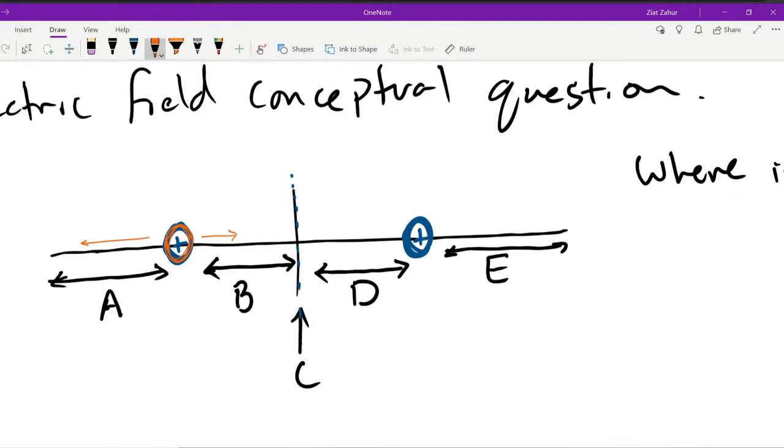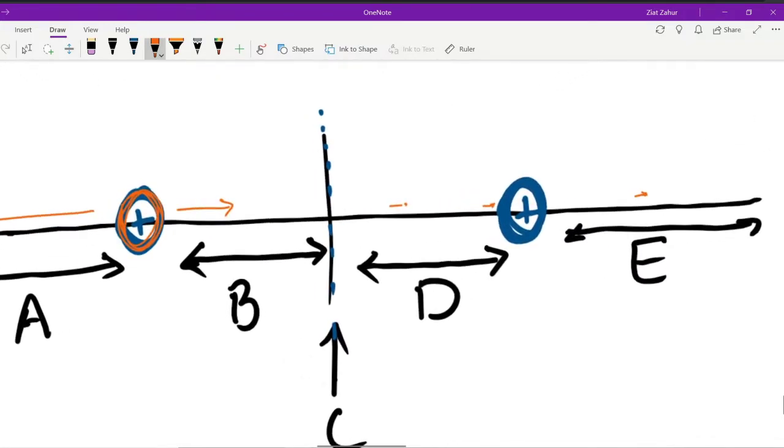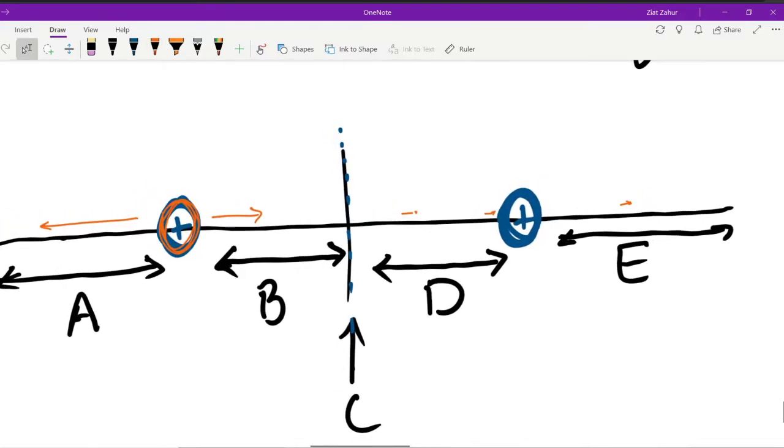go further and further out, the electric field gets weaker and weaker from that charge. Okay, we're not drawing the net electric field here. We are drawing the individual electric field. So let's call orange the electric field for number 1, E1.